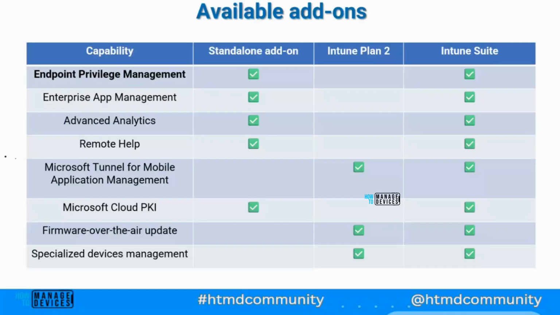And here I mentioned the available add-ons. Again, we are only concentrating on Endpoint Privilege Management. The first point over here is already mentioned as a standalone add-on, and you can opt for it with Intune Suite as well. What are the other offerings included in Intune Suite? Enterprise App Management, Advanced Analytics, Remote Help, Microsoft Cloud PKI, and other options are also added in Intune Suite. Right now we are only concentrating on the very first option, Endpoint Privilege Management. It is nothing but EPM.